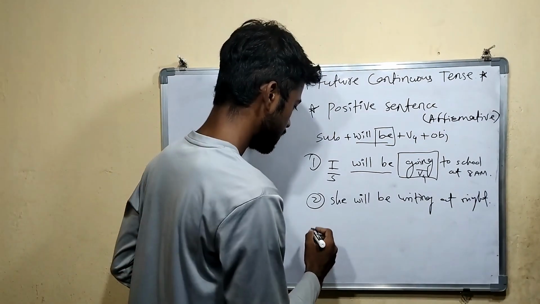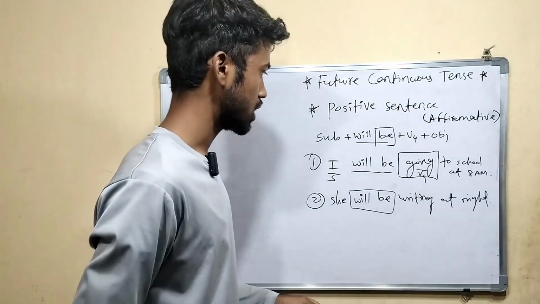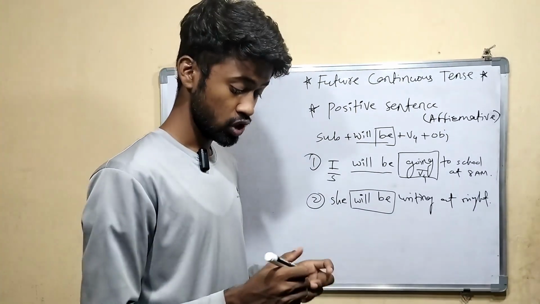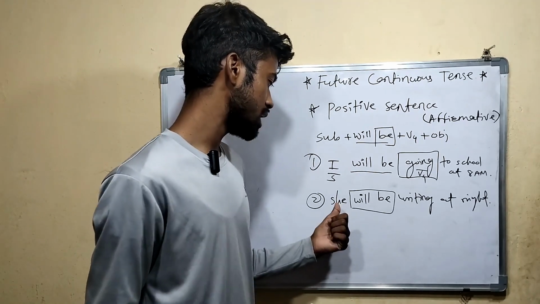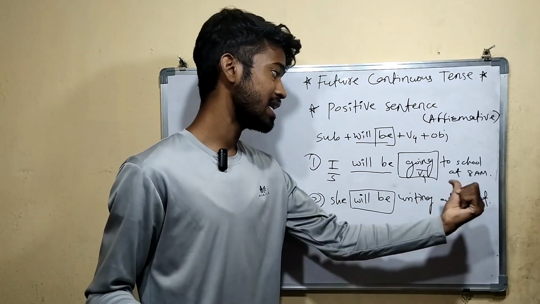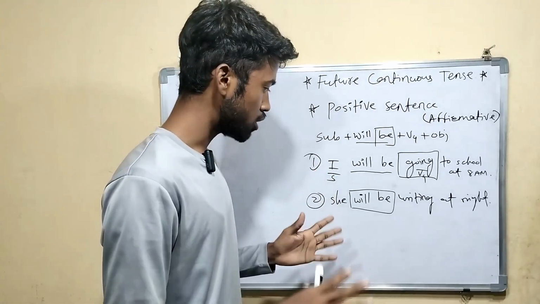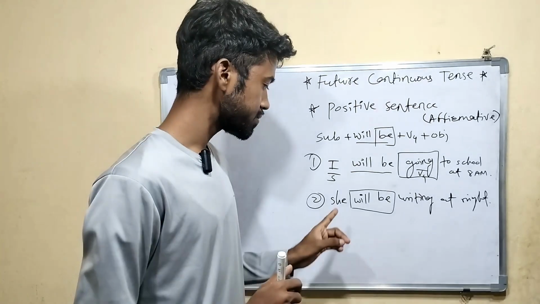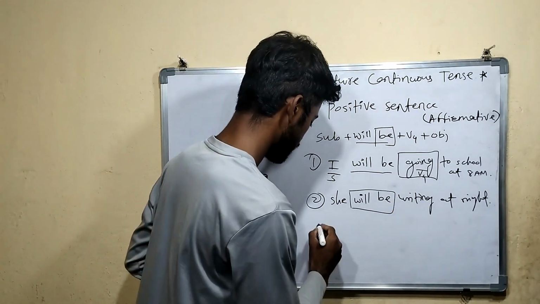Now let's see. And see here you have to use will be after the subject. Even here in the structure I have written, but you have to remember this. So few students, what they do, they use it like she will writing be at night. This is wrong. You should not use it like this. In the positive structure, we use will be together. Okay, she will be writing at night.